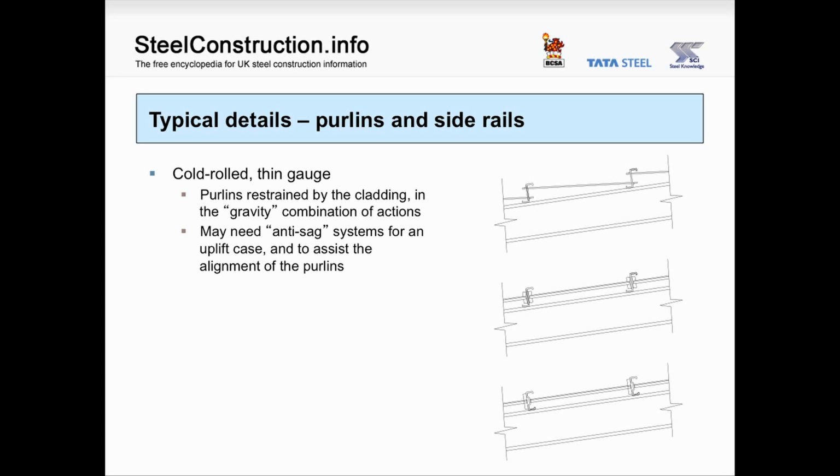In the normal gravity case, the top flange of the purlin is restrained by the cladding, particularly if the cladding is screwed to the purlins. However, in reversal, the bottom flange of the purlins are in compression, and the resistance then is increased by the use of anti-sag systems. Anti-sag systems have two functions. They certainly help to align the purlins, but secondly, they provide very important restraint in any reversal condition.